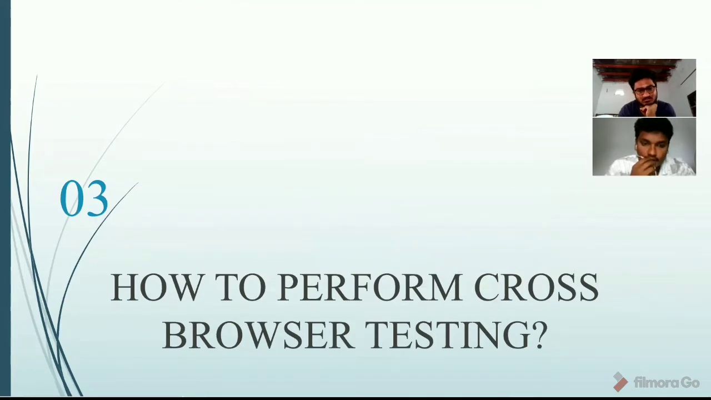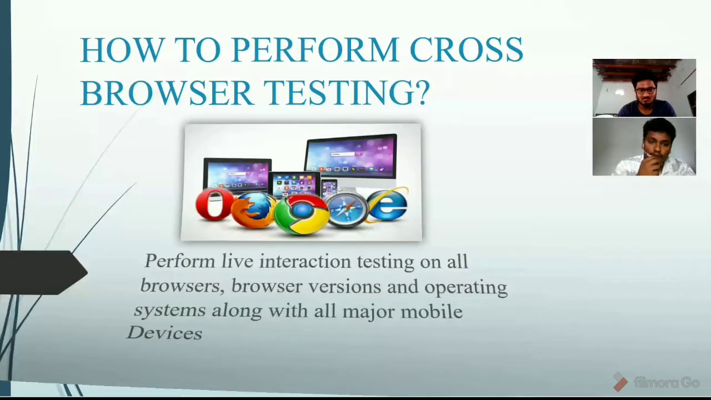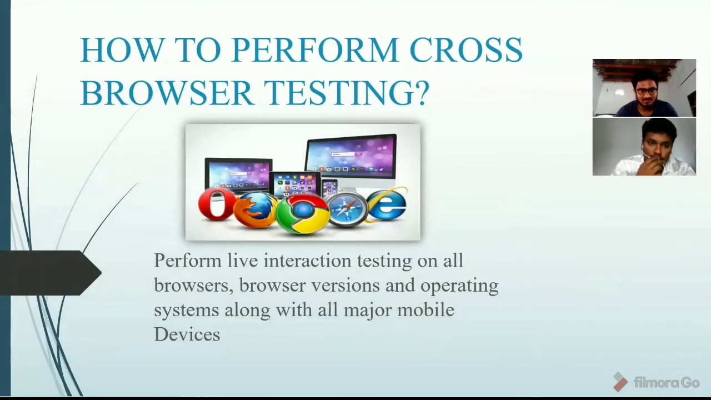Now we will see how to perform cross-browser testing. Mainly, here we will see the process of browser testing: perform live interaction testing on all browsers, browser versions, and operating systems, along with all major mobile devices. That means cross-browser testing is a type of testing to verify if an application works across different browsers as expected and degrades gracefully. It is the process of verifying your application's compatibility with different browsers.